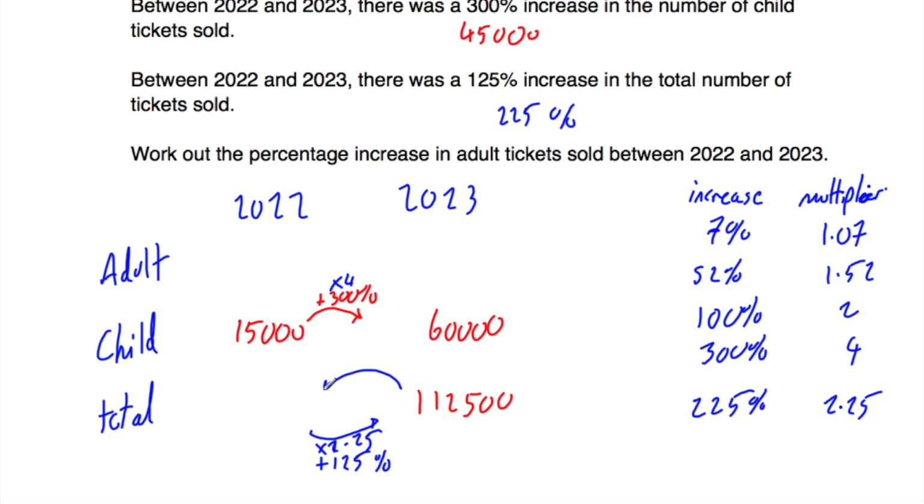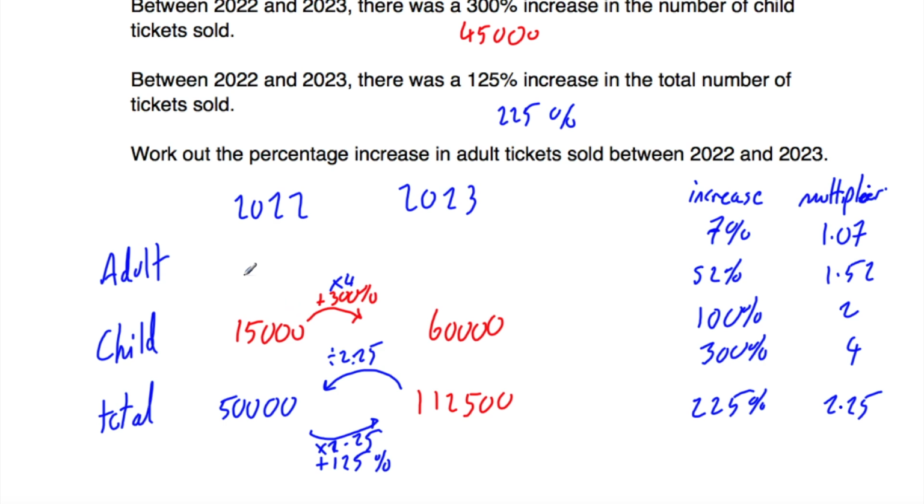So if we want to go backwards and work out how many tickets were sold in 2022, we could just divide by that multiplier. We could divide by 2.25, because if you increase something by 125%, it goes up to 225%, and as a multiplier that's 2.25. And then if you want to go backwards, you could just divide by 2.25. So 112,500 divided by 2.25 is equal to 50,000. So that means there were 50,000 tickets sold in 2022.